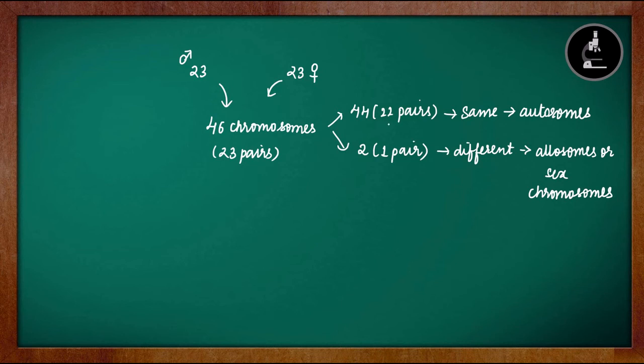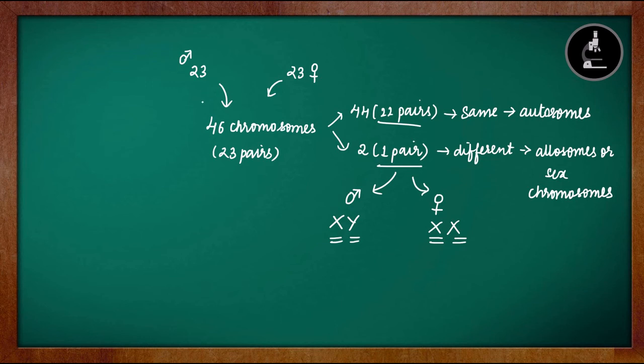There are 22 pairs of autosomes whereas only one pair of allosome or sex chromosome. So this one pair can be different in male and in female. In male they will be X and Y, whereas in females they will be X and X. So in female they are the same, whereas in male they will be different, X and Y. So this is the basics for sex determination in human beings.